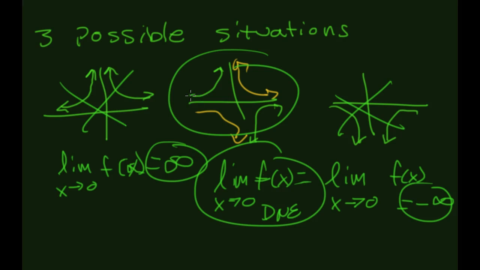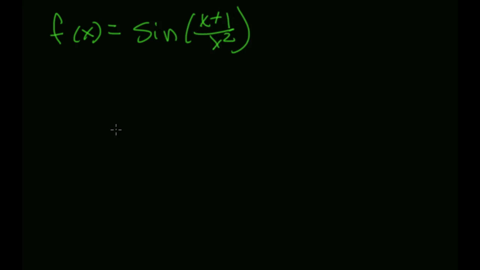But note, I would have to have the limit one way going to infinity, the limit going the other way to negative infinity. Now remember, my function is f of x equals sine of x plus 1 over x squared. So, I don't know what's going on here. Okay, but I do know something for sure.